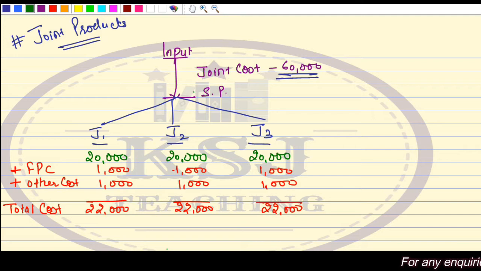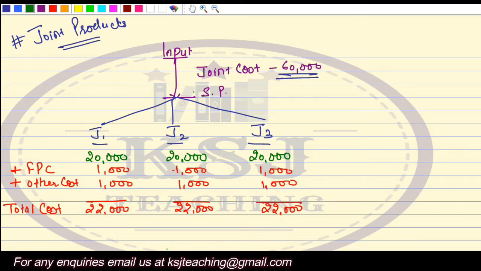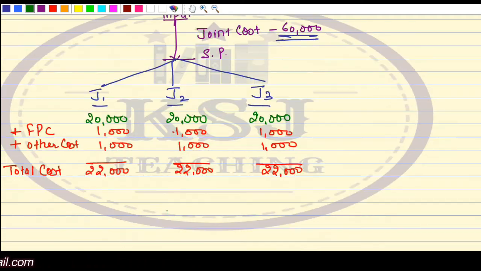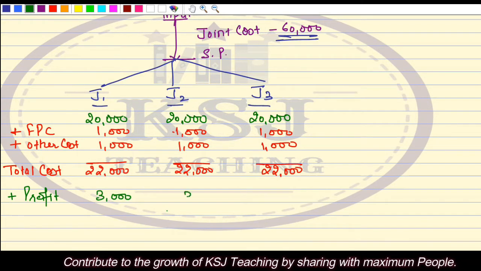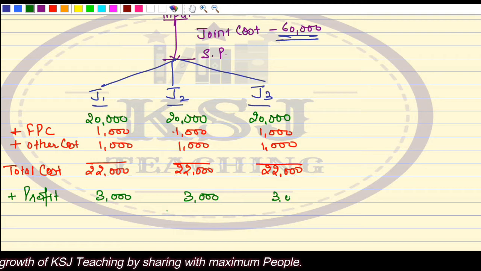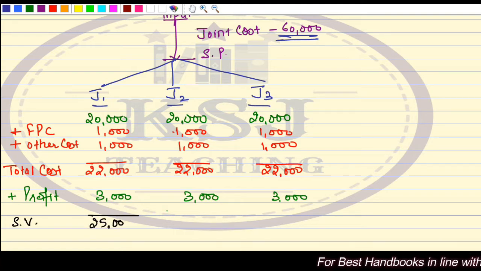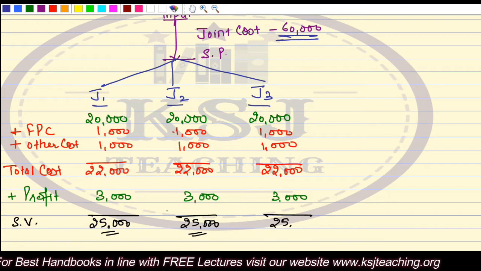Now tell me, will I go to the market and sell it at 22,000? Sir, this is the cost. How can I sell the product at cost only? I want to earn some profit on that product, isn't it? Say I want to earn a profit of 3,000 on every product. That means my selling price, my sales value, will be 25,000 and 25,000. Clear?